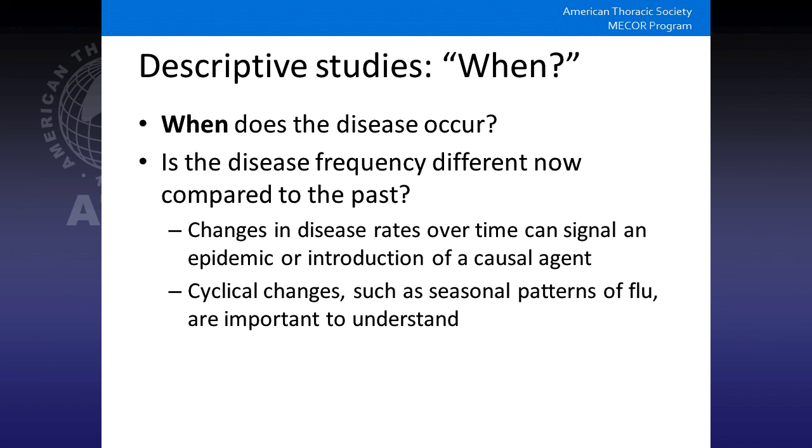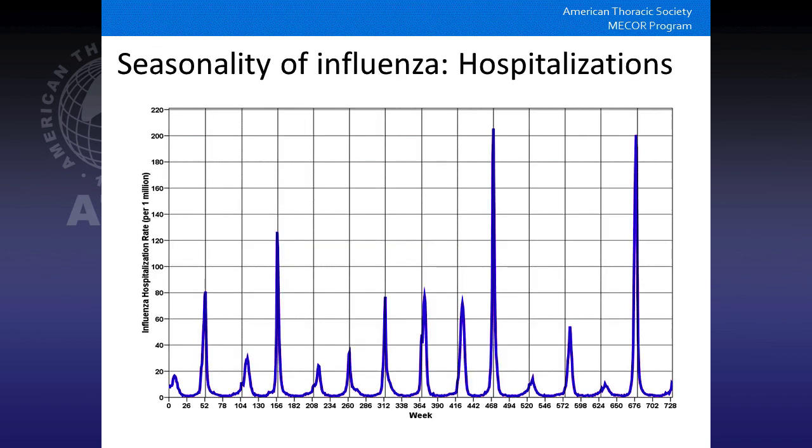One of the most obvious secular patterns is seen with cyclical changes through a year. So, for example, influenza has an obvious seasonal pattern that's important to understand. And here we can see that, in the late fall and winter, there are these bumps through the years of increased incidence of influenza or hospitalizations for influenza.